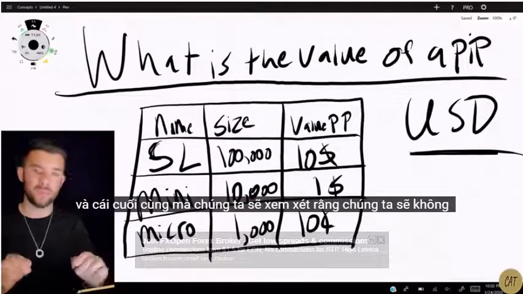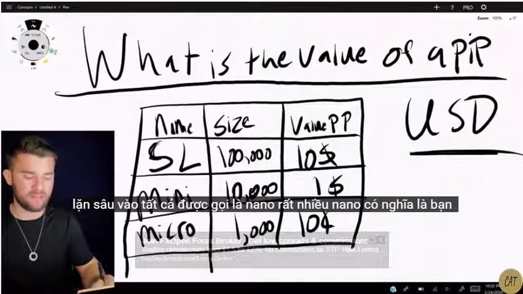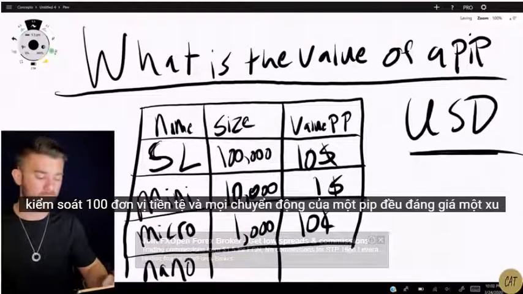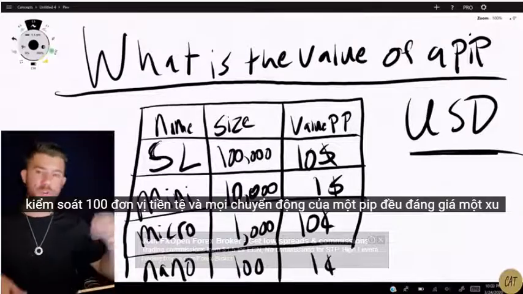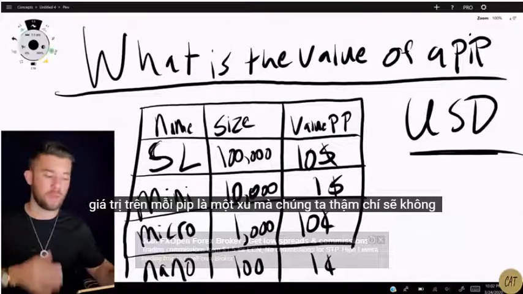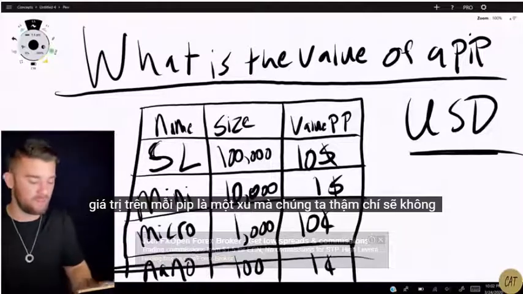And the last one that we're not going to dive deep into at all is called a nano lot. A nano lot means that you're controlling 100 units of currency, and every movement of a pip is worth a penny. The value per pip is a penny, which is something that we're not even going to worry about.